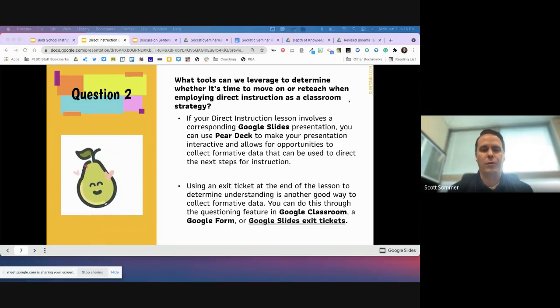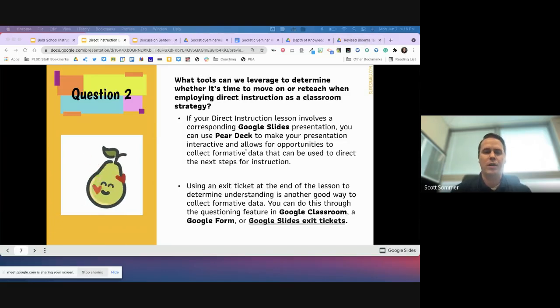Again, there's multiple ways that you can do this. You can use Google Classroom, just using the questioning feature that's built into Google Classroom to get a quick check of the students before they walk out the door. If you want to dig into the data a little bit, maybe Google Forms is a better solution as well. Or you could just create a Google slide show and have the students put their information. Again, you could use Pear Deck with Google Slides to grab that formative information as you're finishing up with your direct instruction lesson.